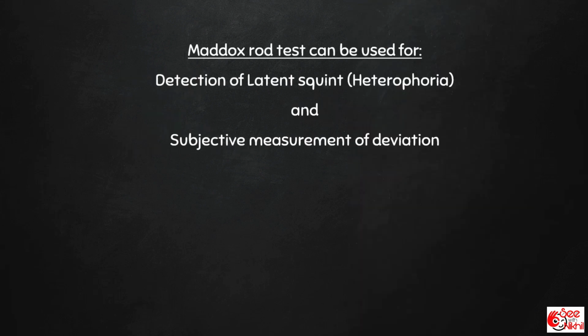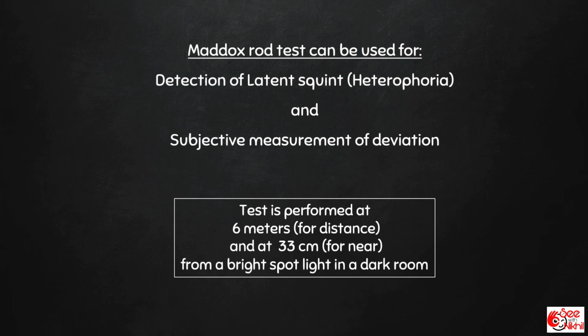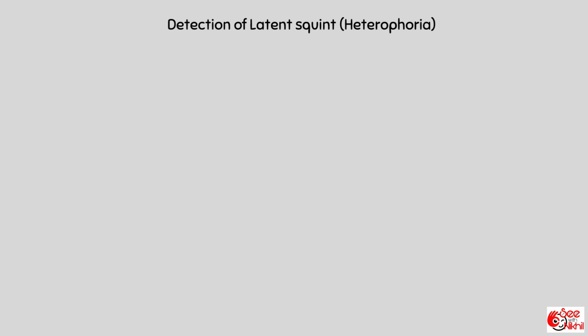Maddox rod test can be used for detection of latent squint, that is heterophoria, and also for subjective measurement of deviation. These tests are performed at 6 meters for distance and 33 cm for near deviation. Let's talk about detection of latent squint first.